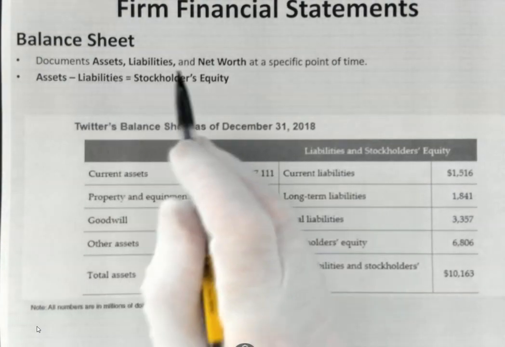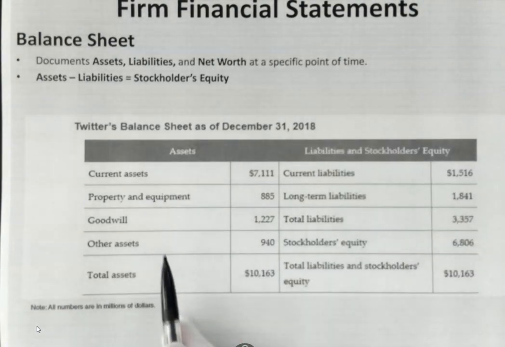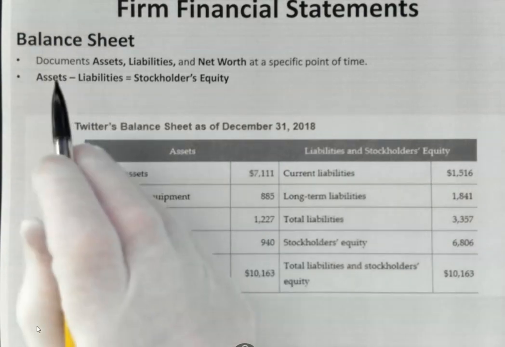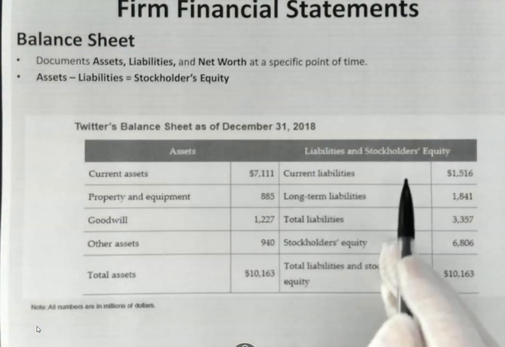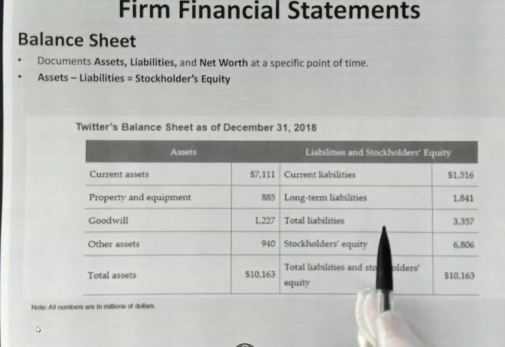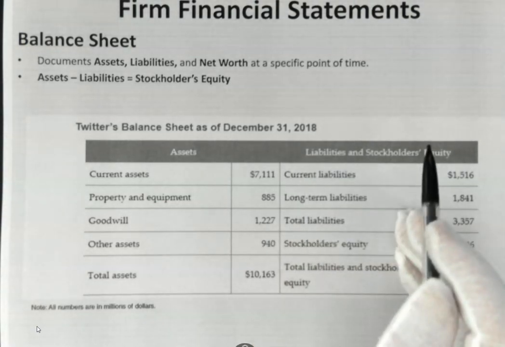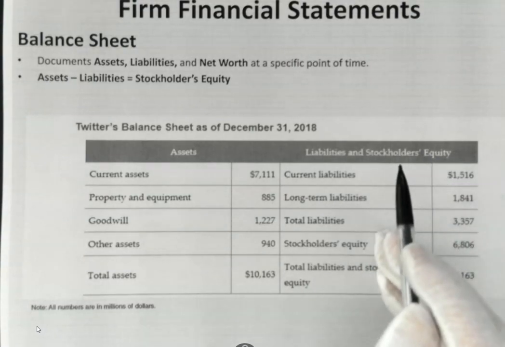It documents assets, liabilities, and net worth. Assets are on the left, liabilities are on the right. The difference between assets and liabilities is stockholder equity. Stockholder equity is a type of liability because it is owed to the firm. To the shareholder, the stockholders.